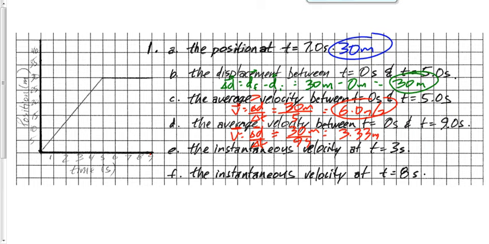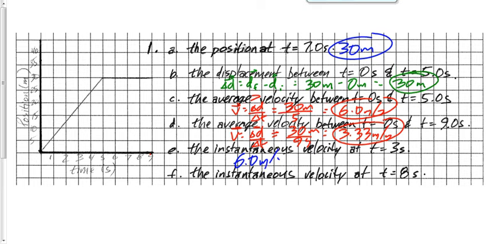What's the instantaneous velocity at 3 seconds? Same as C, because it was a constant velocity up until 5 seconds. So it's going to be 6 meters per second.